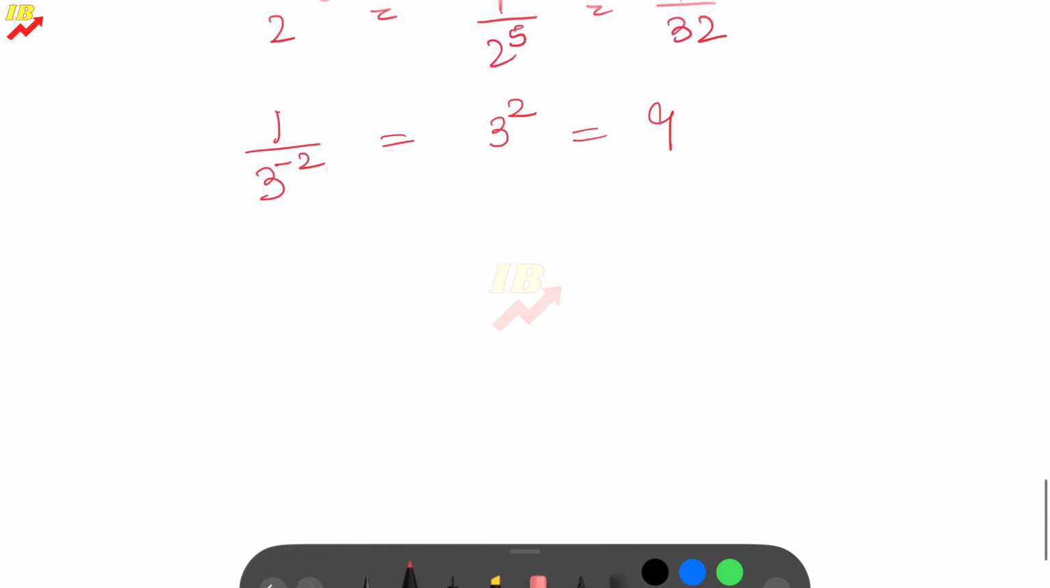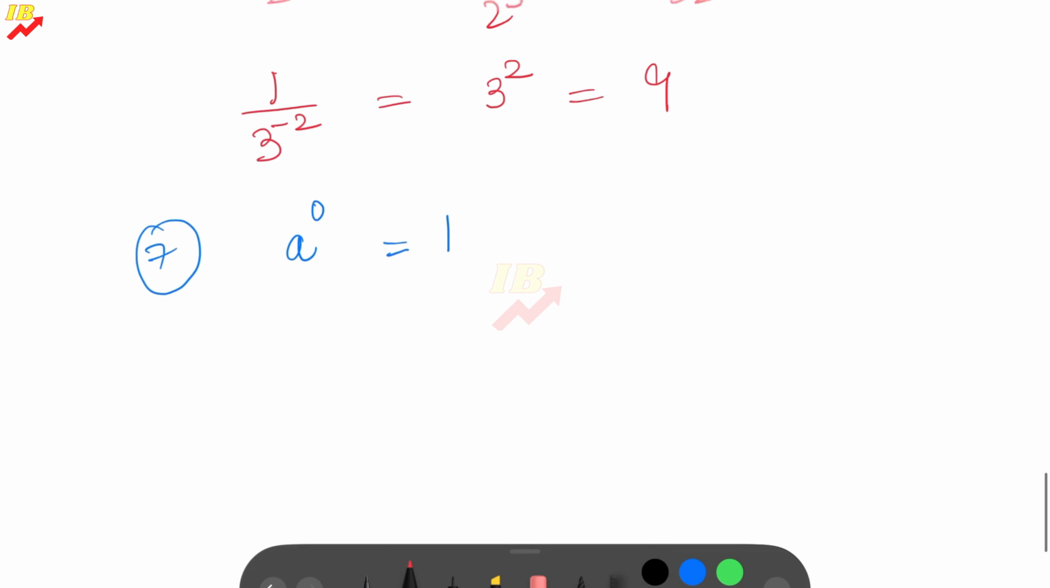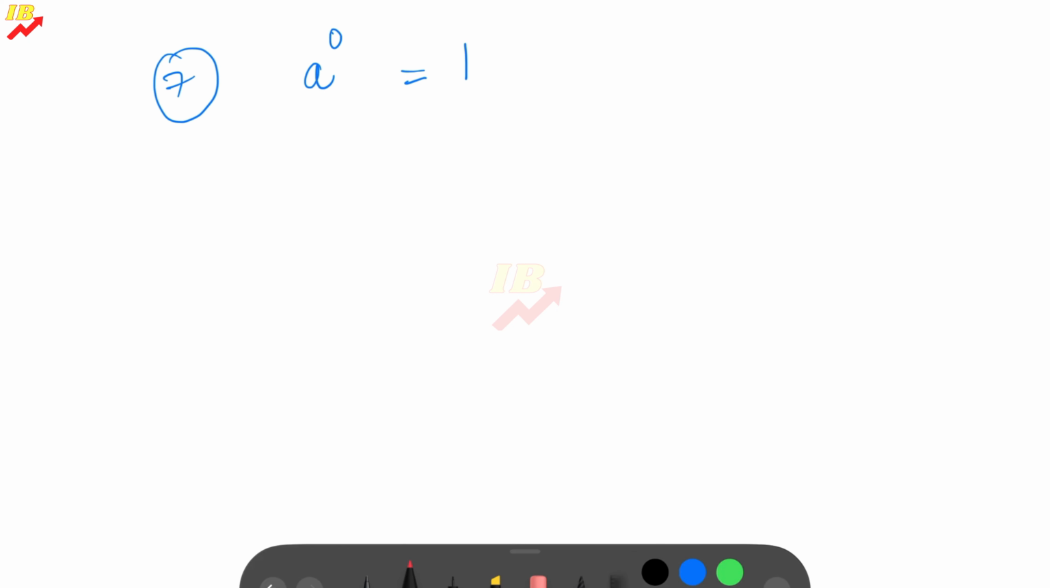The next one is the last. If you see any number having a power 0 or an index 0, that means it is 1. Sometimes they may give you very different kinds of situations, but if you see any number's power is 0, you can straightaway write 1. If I'm writing 5 to the power 0, that means it is 1. If I'm writing 1 plus 2 plus 9 to the power 0, that is also 1.